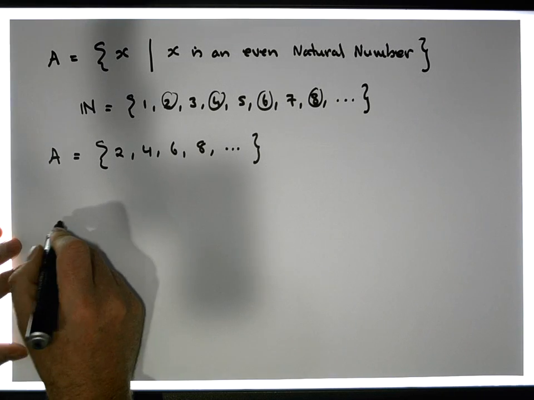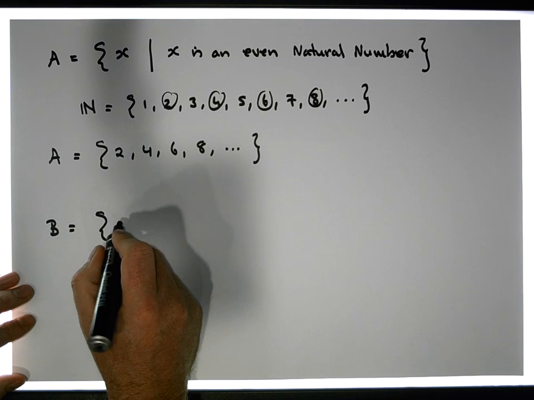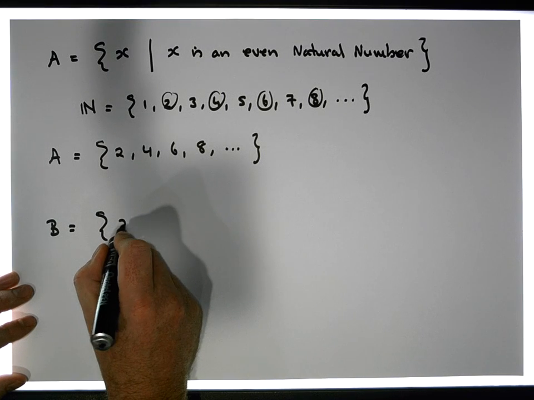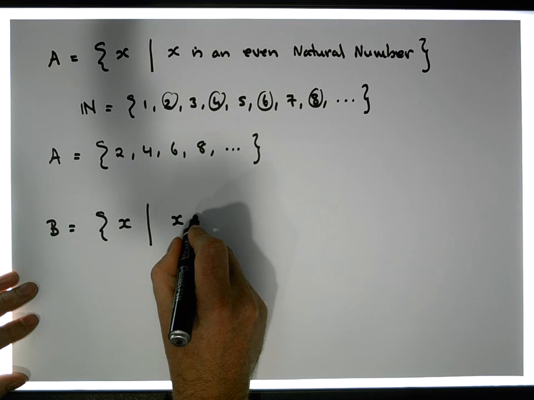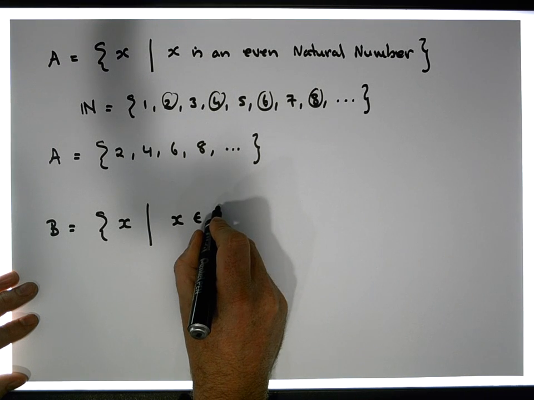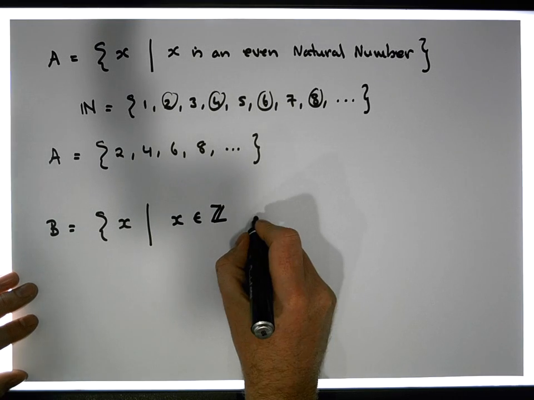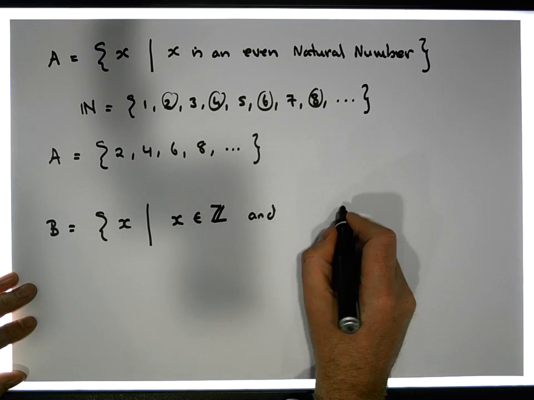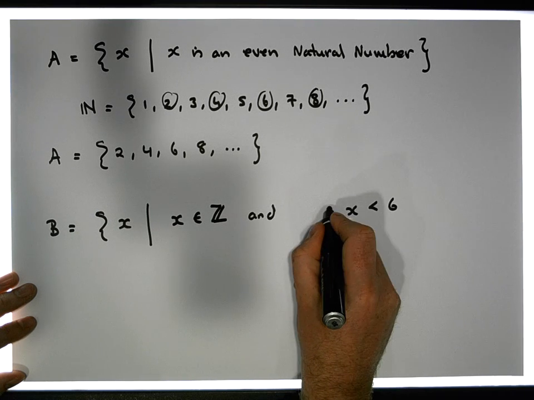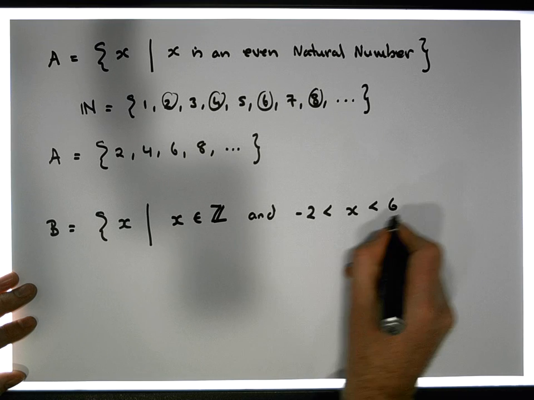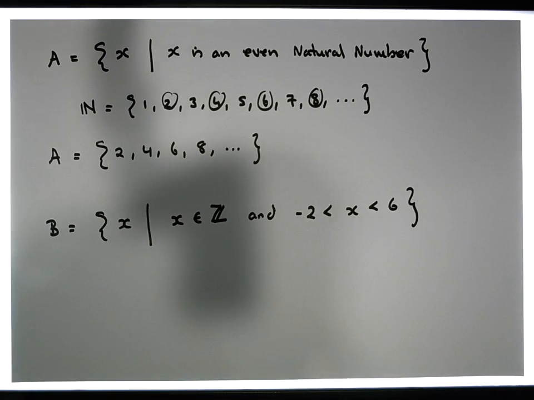We might say something else. We might say that B is the set of, once again, a set of x's such that x is an element of, let's say, the integers. Z represents the integers. And we might say that x is less than 6 and it's greater than -2. There's another way we could write down a set in set builder notation.